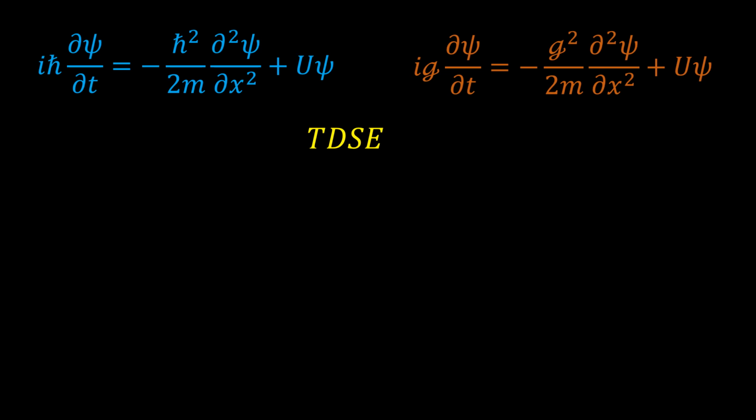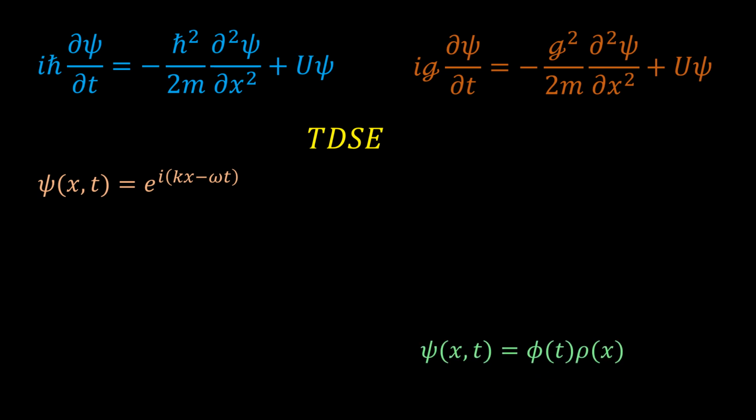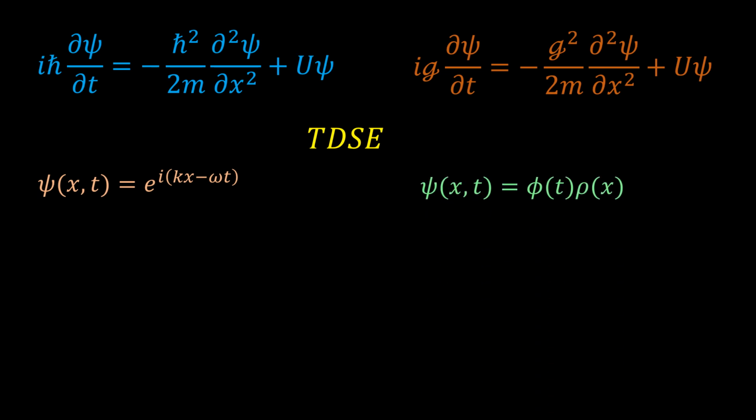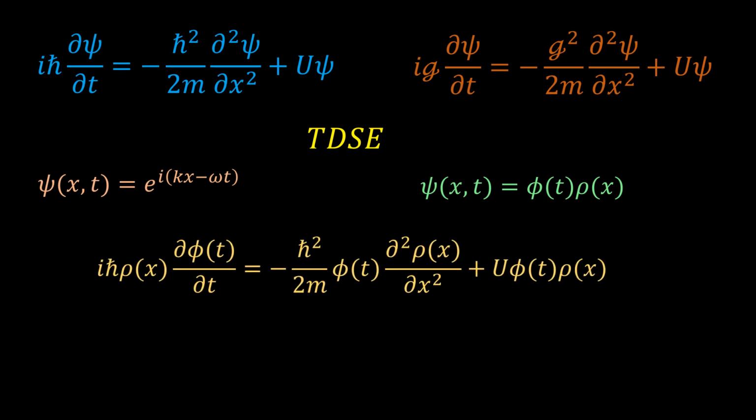This equation is characterized by the wave function psi, which is a function of space and time. To solve the Schrodinger equation, we need to separate the equation into two different parts, one being a function of space and the other being entirely a function of time. This can be achieved by writing the wave function as a product of two linearly independent functions, phi of t and rho of x. Subbing this into the Schrodinger equation yields this. On the right hand side, we can factor out phi of t so that the equation can be written as follows.